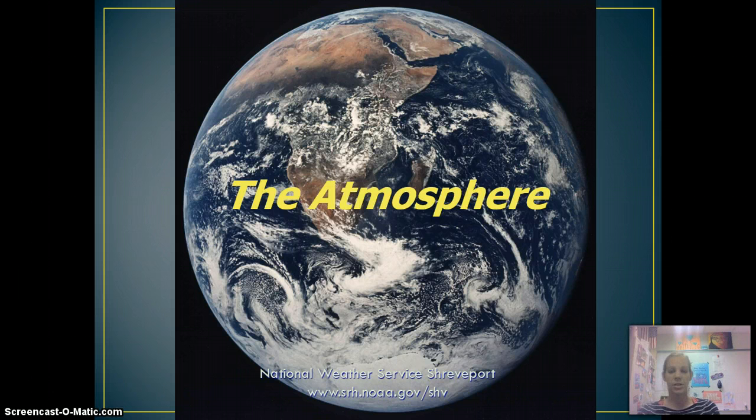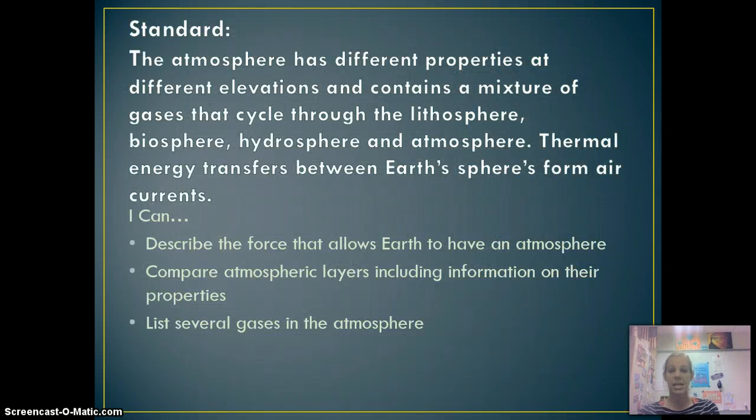Anyway, today we're going to start our notes on Earth's atmosphere. The standard that we're working to understand through these notes is: the atmosphere has different properties at different elevations and contains a mixture of gases that cycle through the lithosphere, biosphere, hydrosphere, and atmosphere. Thermal energy transfers between Earth's spheres form air currents.